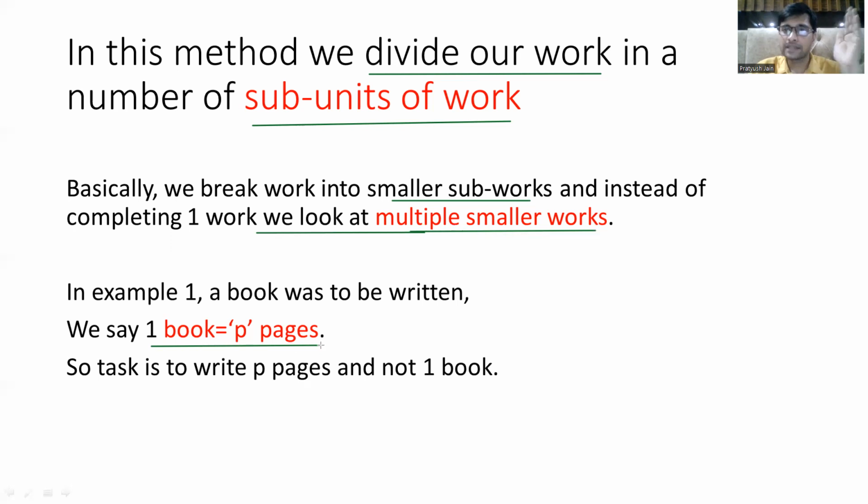So we divided our one book into smaller units we called pages, right? So now one book is equivalent to P pages. Whether we write one book or whether we write P pages, it's the same thing. So now our task is to write P pages and not one book. They both are the same thing, because one book is equal to P pages. I have broken my one book into P pages, right?